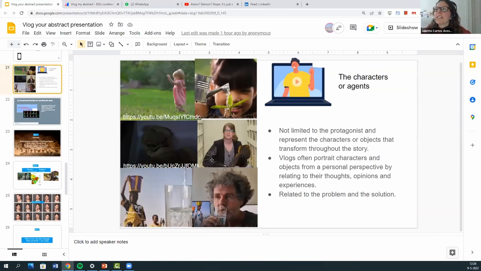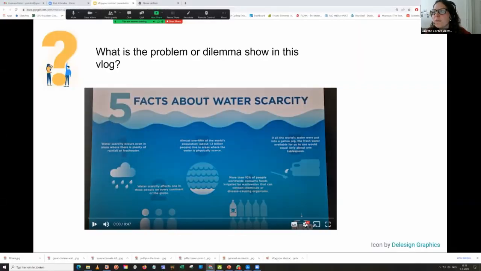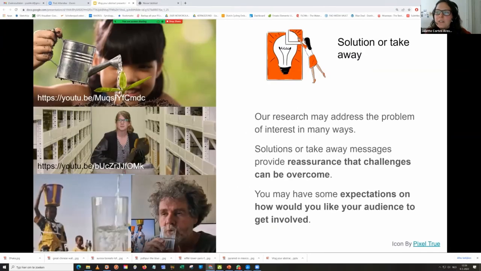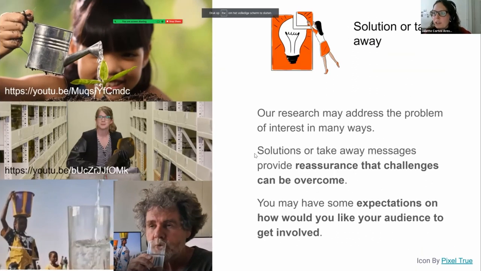And then introduce the next part, that is the character or the agent. Certainly it is not limited to the protagonist of the story, and we can decide to tell about objects that transform throughout the story, but we can also decide to tell about adventures or even problems that we have with our own research. The important aspect of a vlog, as its definition says, is that we try to share our experiences, personal perspective, thoughts and opinions and relationships with that problem and that solution.